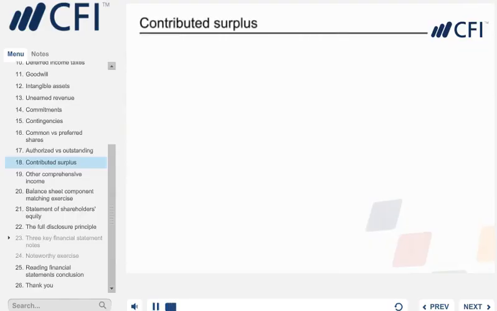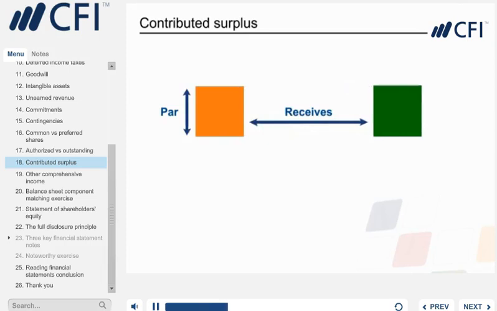One final item that may appear in the equity section of a company's balance sheet is contributed surplus. A company may issue shares with a par value. Par value is simply the face value of the share on issuance. Where a company receives more for the share than its par or face value, then the excess amount is referred to as contributed surplus. Let's look at a simple example.